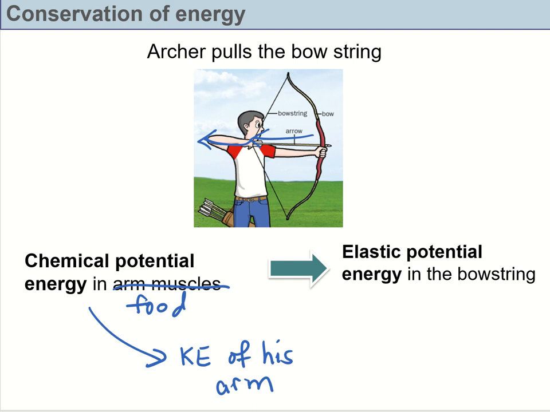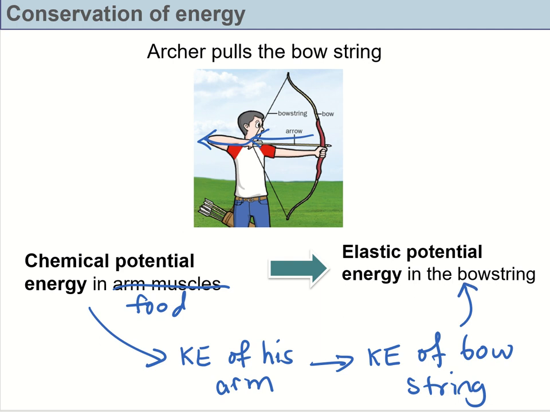So then to kinetic energy of the bowstring. And when the bowstring is being pulled backwards, you are actually extending it. Now we know that the bowstring is an elastic object. So when you are extending the bowstring, you help to convert the energy into elastic potential energy in the bowstring. So if you look at this, the whole energy conversion is from the chemical potential energy of the food to the kinetic energy of his arms, transferred to the kinetic energy of the bowstring, and finally converted to elastic potential energy in the bowstring.